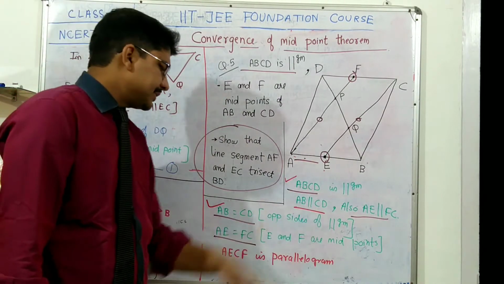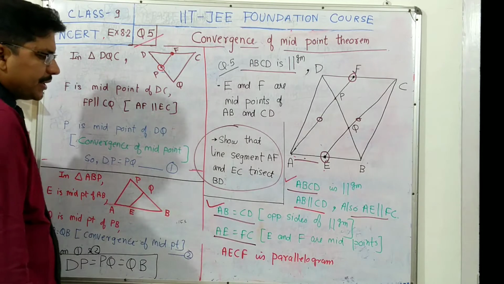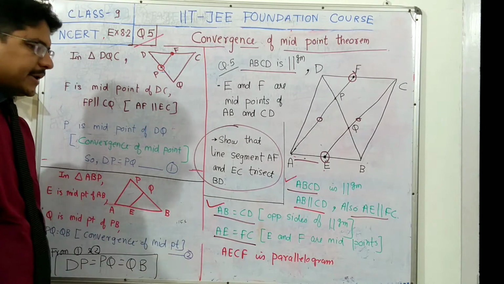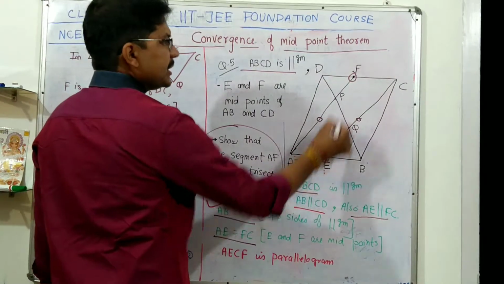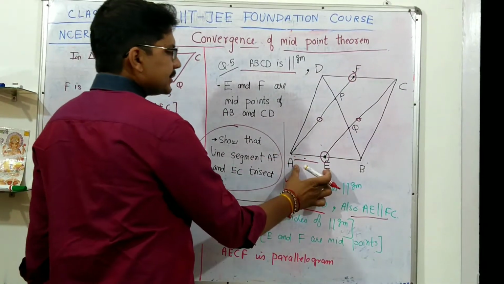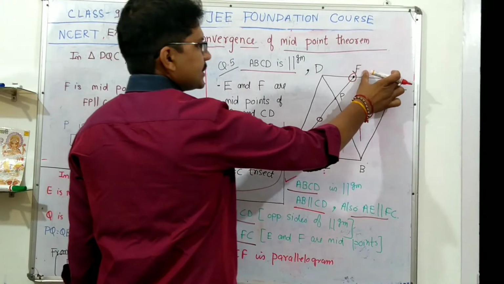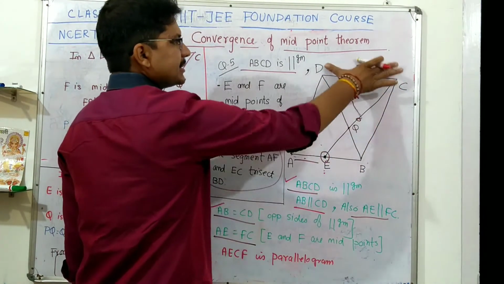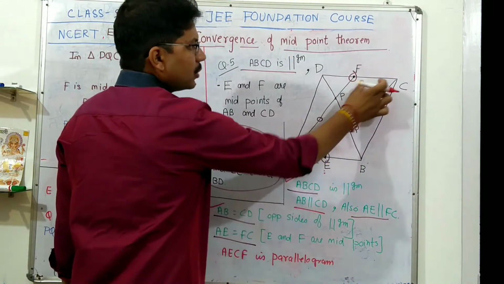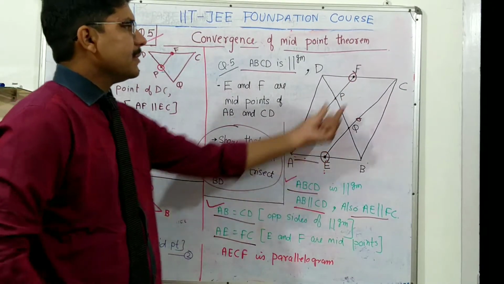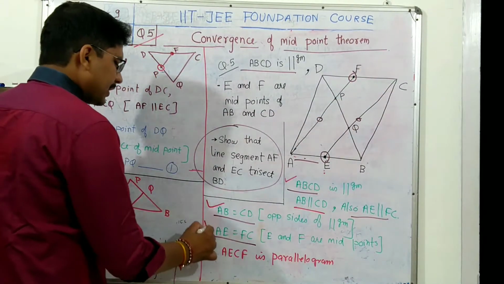This is the first point. Now the second point is AE is equal to FC. Why is AE equal to FC? Because E and F are the midpoints, so these distances are equal. For example, if AB is 4 and CD is 4, then this will be 2 and this will be 2. That's why AE will be equal to FC. Up to here, is it clear?